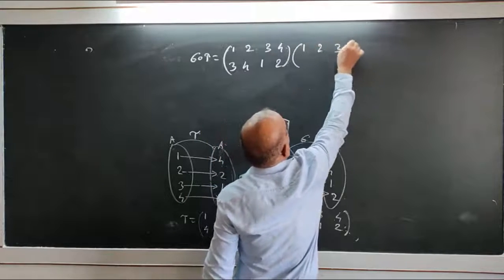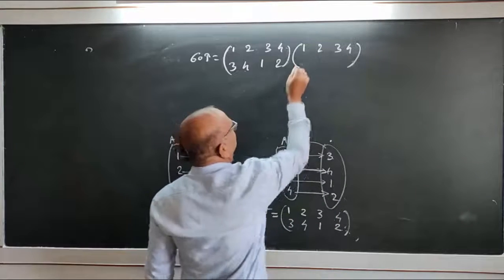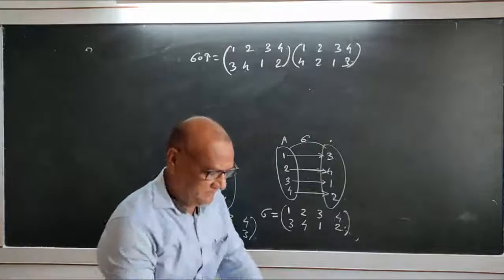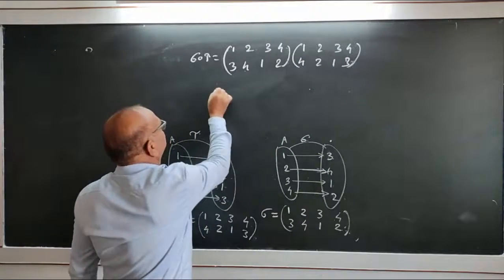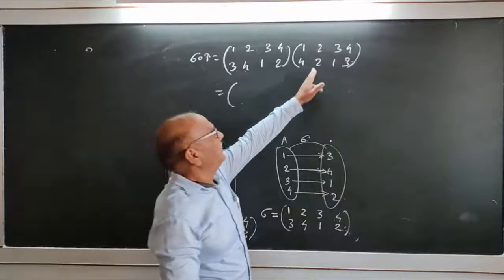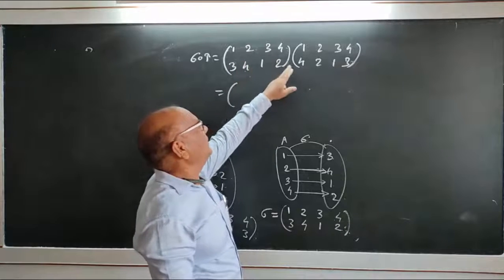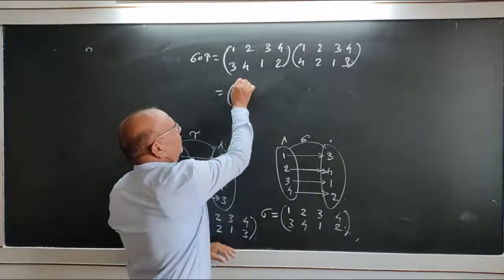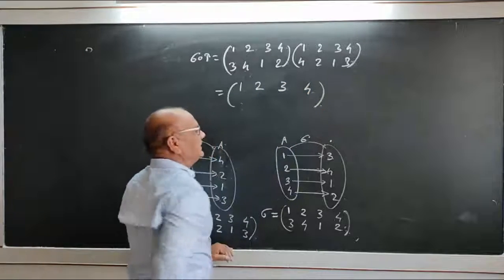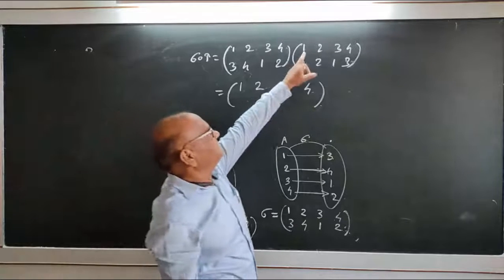1, 2, 3, 4, 4, 2, 1, 3, like this. Okay. Take the product from right to left here. From right to left. 1, 2, 3, 4. First, take the right-hand first row.